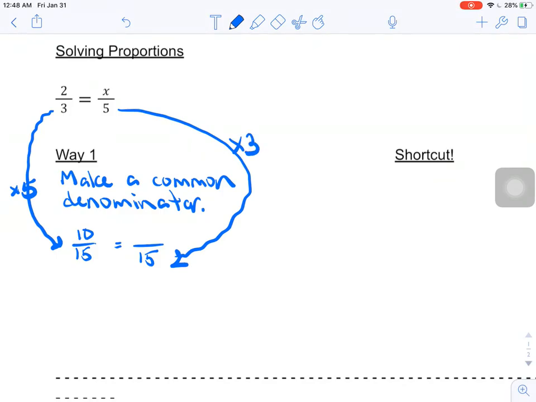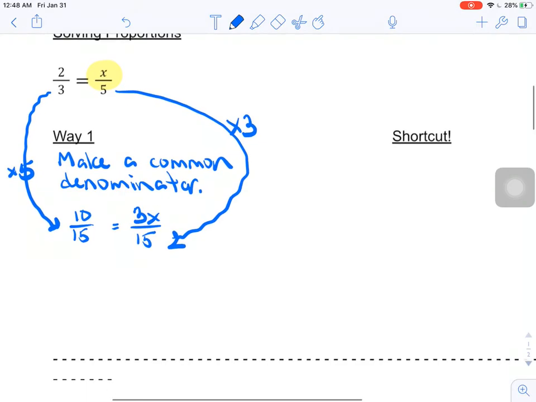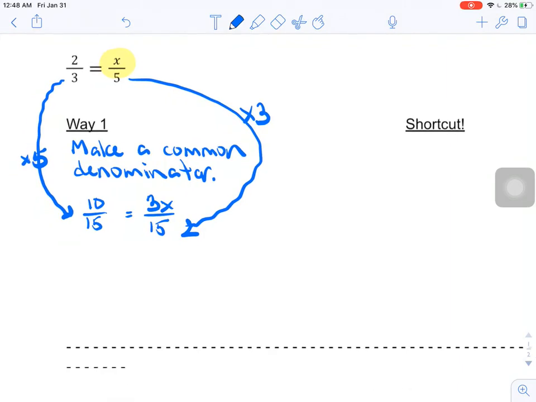Now I don't know what this x is on the top, but I know that whatever number that is, I have to multiply it by 3 when I make my common denominator. Since I don't know what that is, I'm just going to leave it as 3 times x, or another way of writing that would be 3x. Whenever you have a number and a variable next to each other like that, it means to multiply. So now I end up with this.